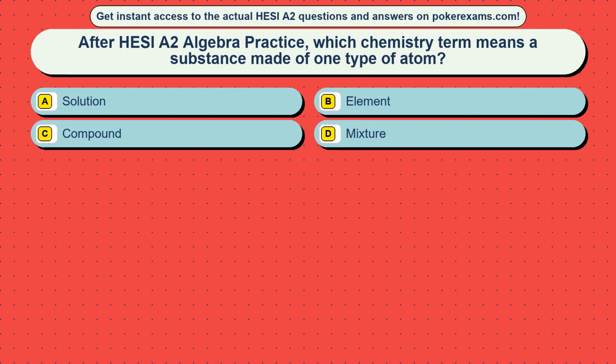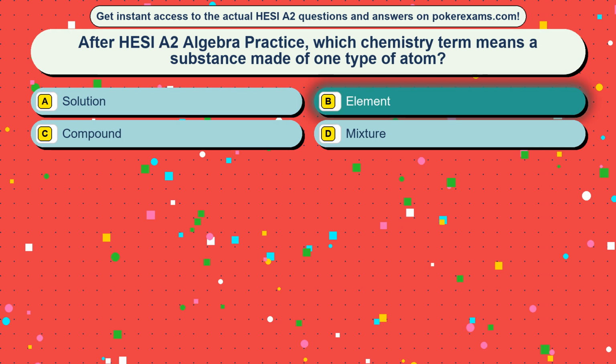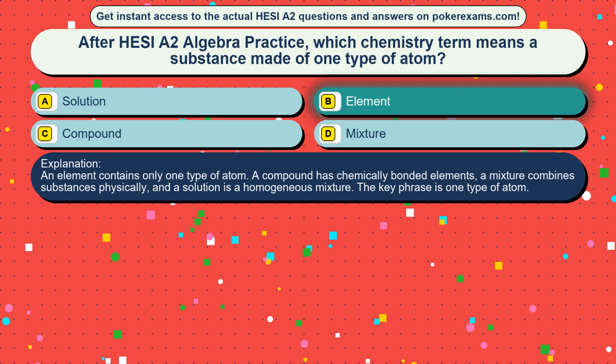Question 16. After HESI A2 algebra practice, which chemistry term means a substance made of one type of atom? Option A solution. Option B element. Option C compound. Option D mixture. The correct answer is option B, element. An element contains only one type of atom. A compound has chemically bonded elements, a mixture combines substances physically, and a solution is a homogeneous mixture. The key phrase is one type of atom.